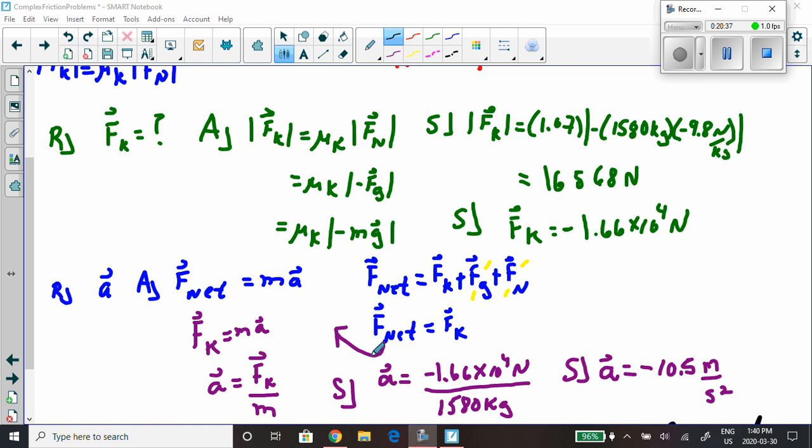We bring it over to here. We substitute in for net force as the force of kinetic friction. We do a little rearranging of this equation right here. And then we substitute. We know the force of kinetic friction. We calculated that in the previous part. We know the mass, and we have an acceleration of negative 10.5 meters per second squared. So now we have calculated the acceleration.